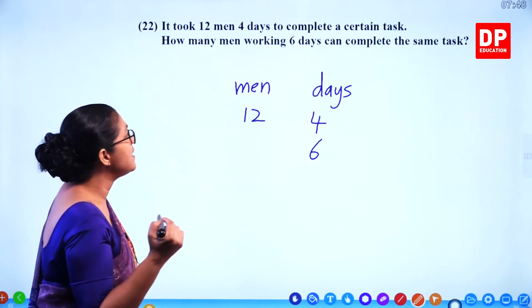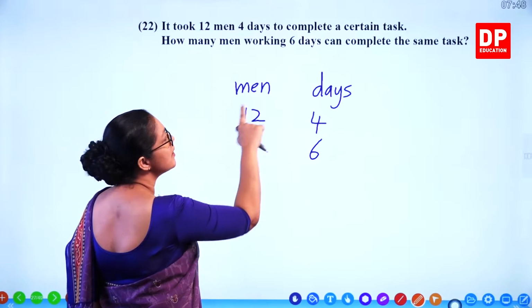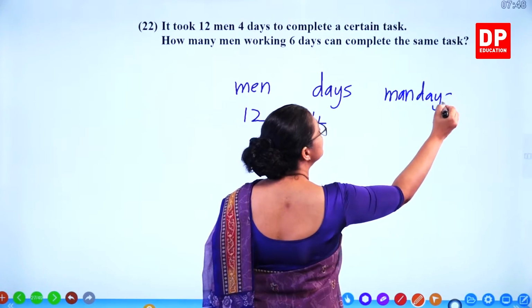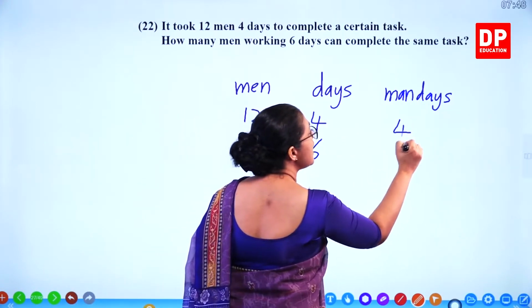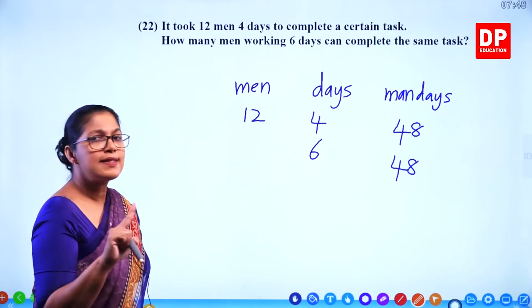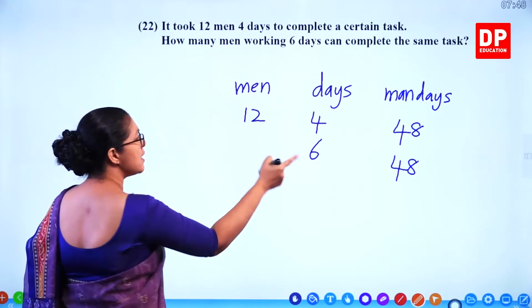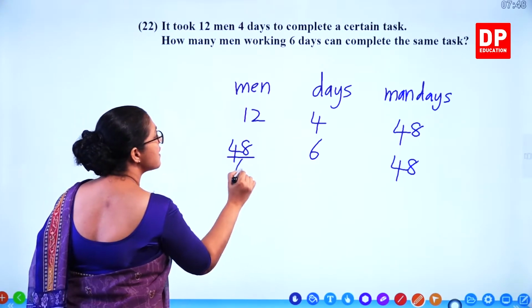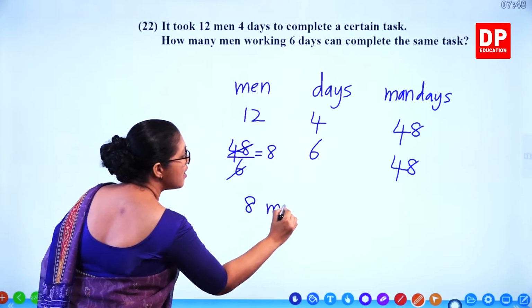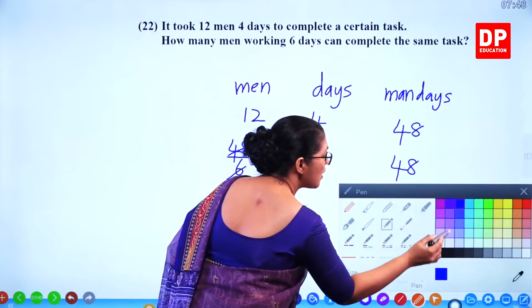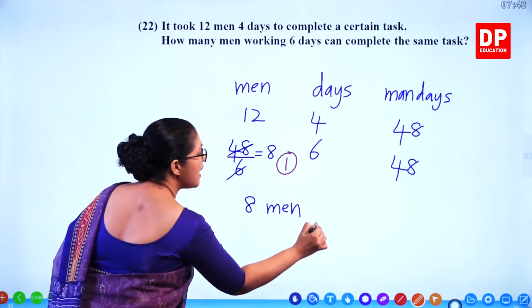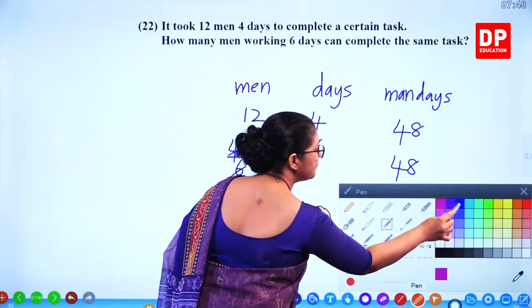So how many man days are required to complete this work? Man days, you need 12 times 4, 48. So same number of man days, but now 6 days are there. So how many men you need? 48 over 6. So you get 8. So 8 men required to complete the work within 6 days. So 2 marks. So 1 mark for the method and 1 mark for the answer.